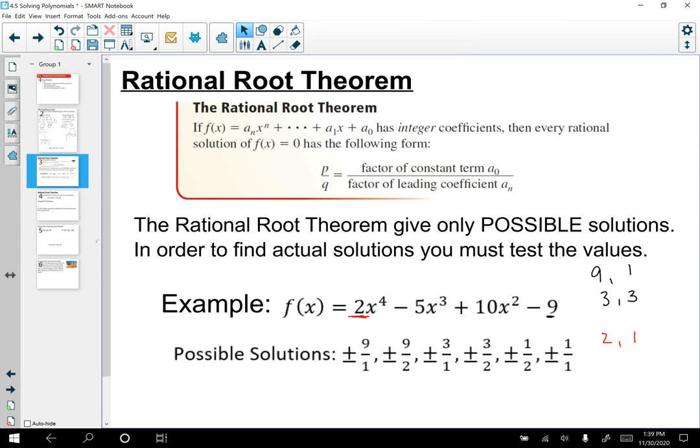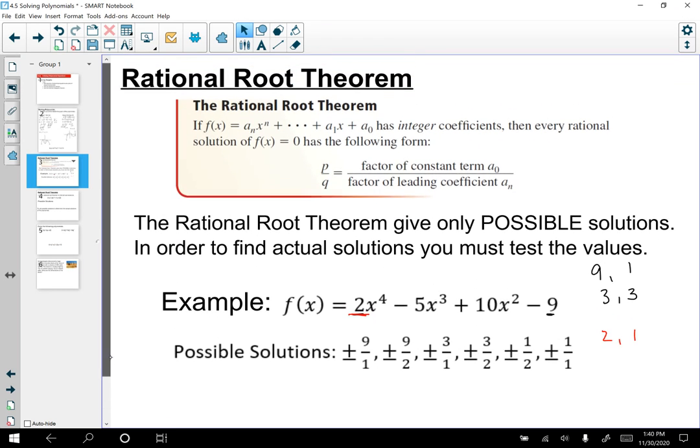So the possible solutions are all of the combinations of the factors of my constant term over the factors of my leading coefficient. As you can see, they took 9 over 1, 9 over 2, 3 over 1, 3 over 2, 1 over 1, and 1 over 2. And that's how they got this list. And then all of those are plus and minus as well. So in this list, we have 2, 4, 6, 8, 10, 12 different options for what a 0 could be.